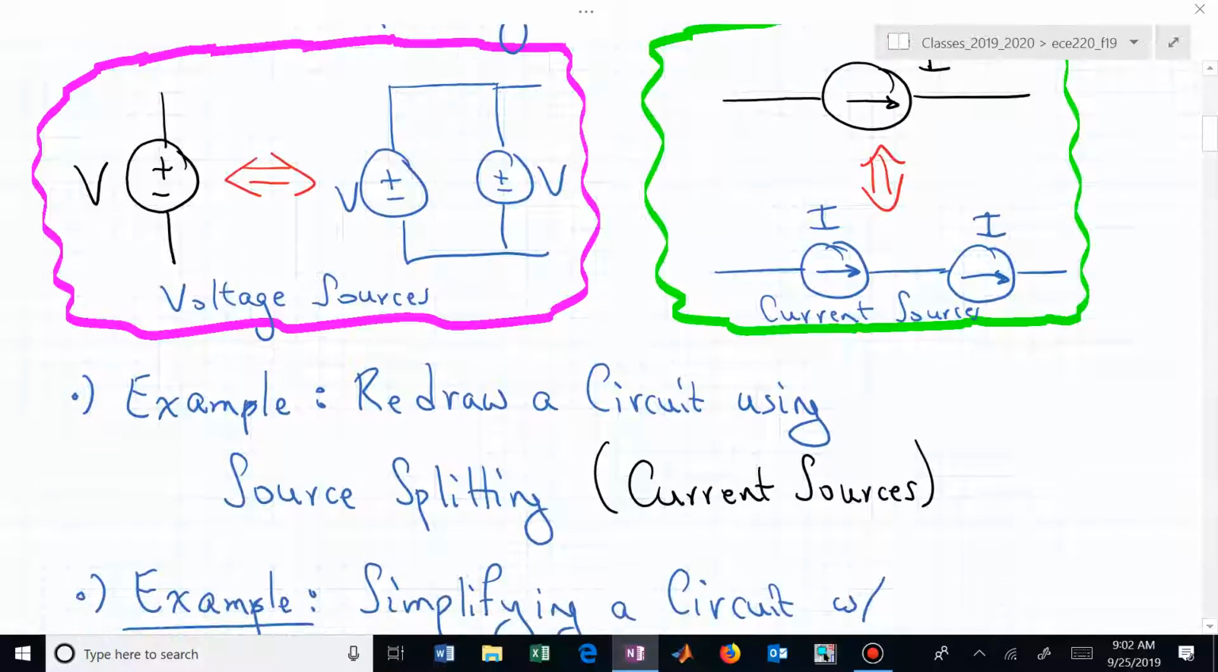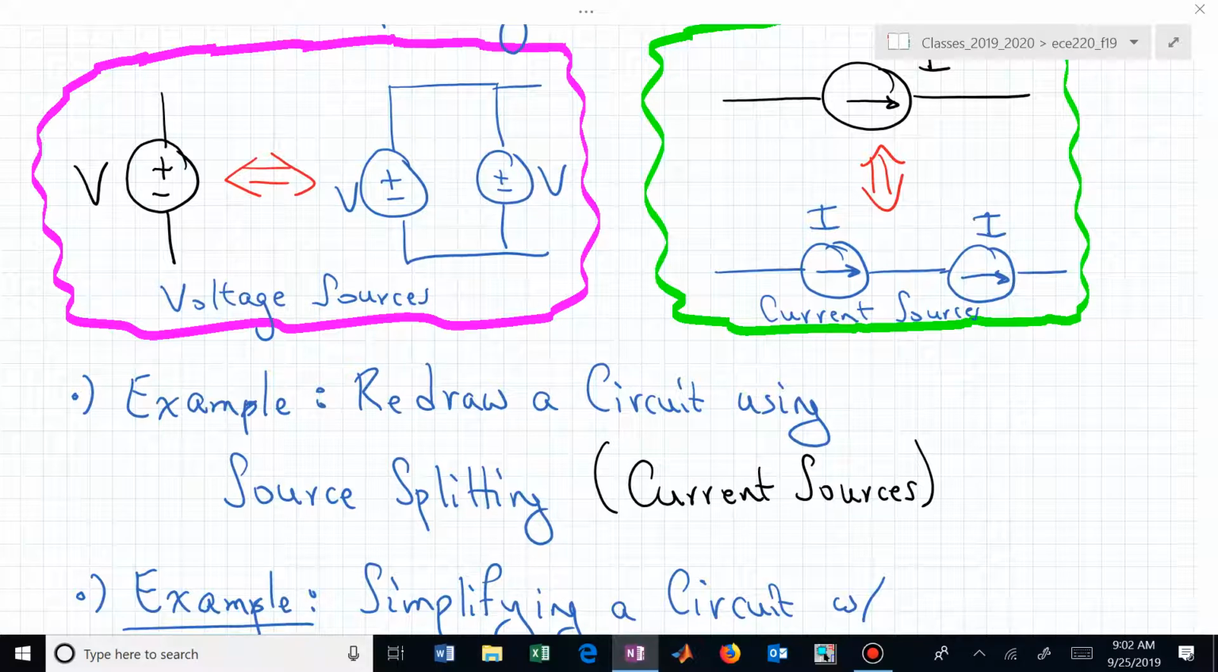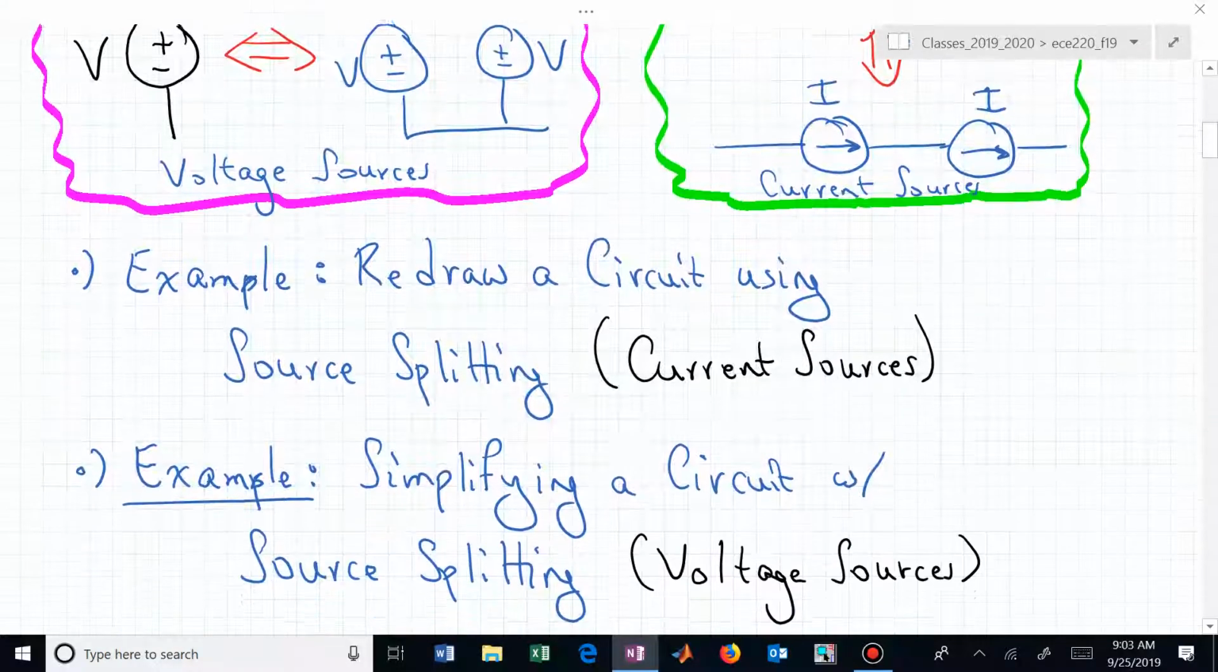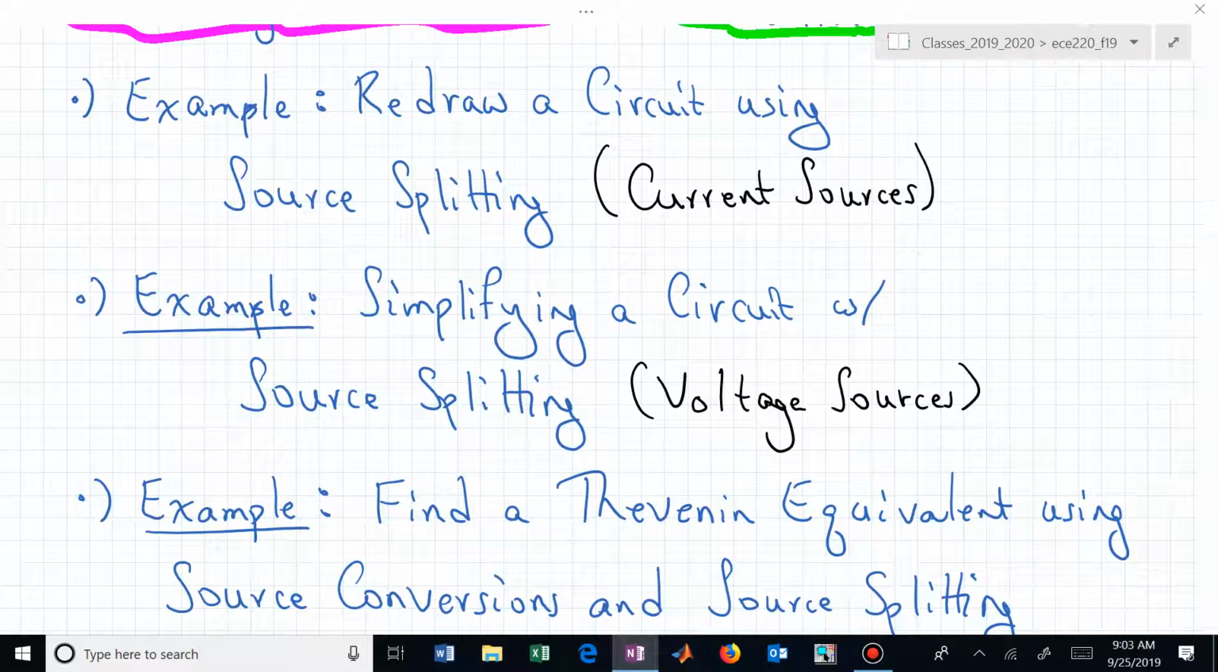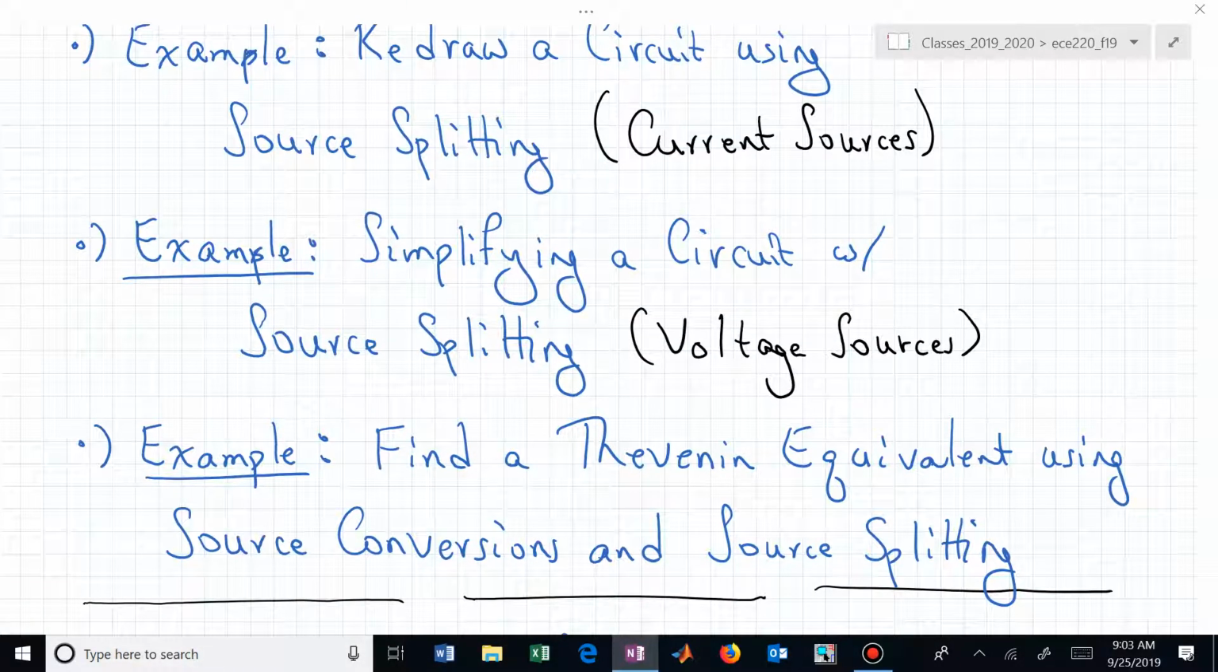A current source, we now combine those in series, and that allows us to pull apart a circuit and make the structure maybe a little cleaner. That's the idea behind this. These are tools to try to help us solve circuit problems. And then we'll put the source transformations and the source splitting together in an example, and if we have time, we'll get really complex at the end.